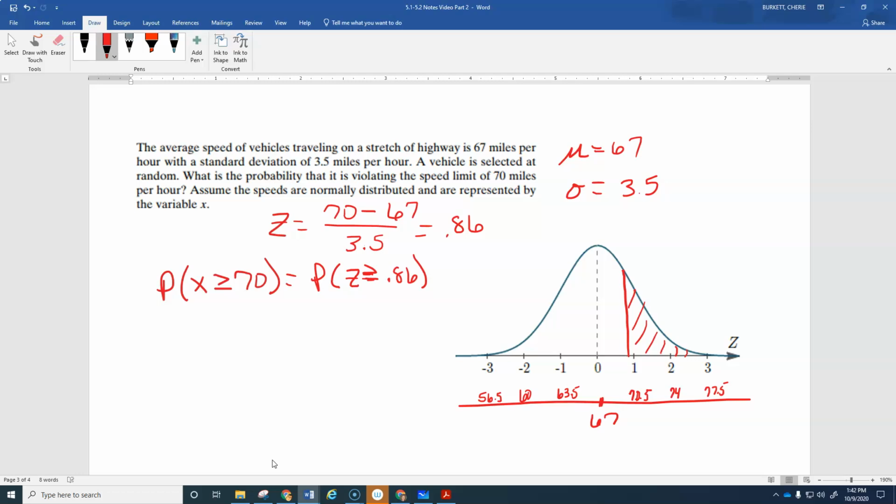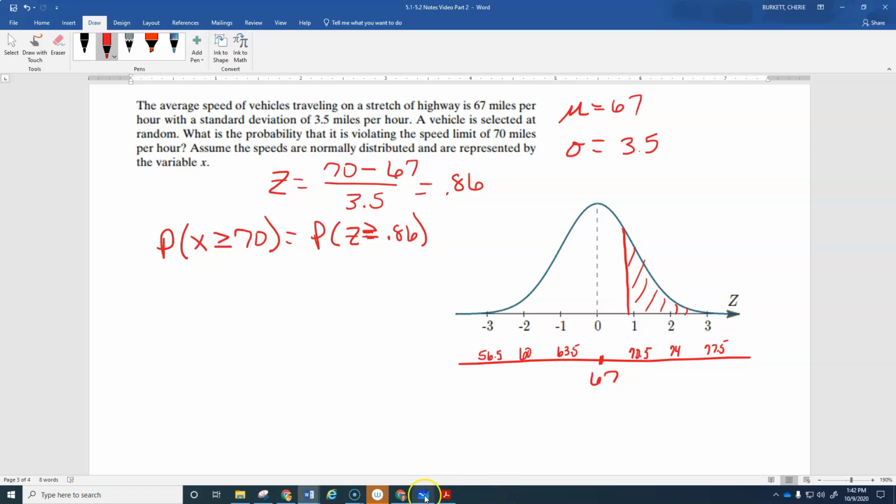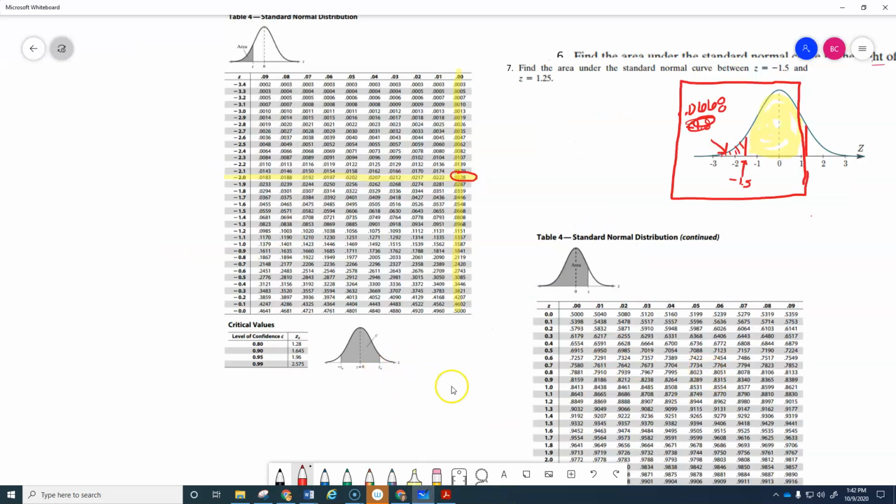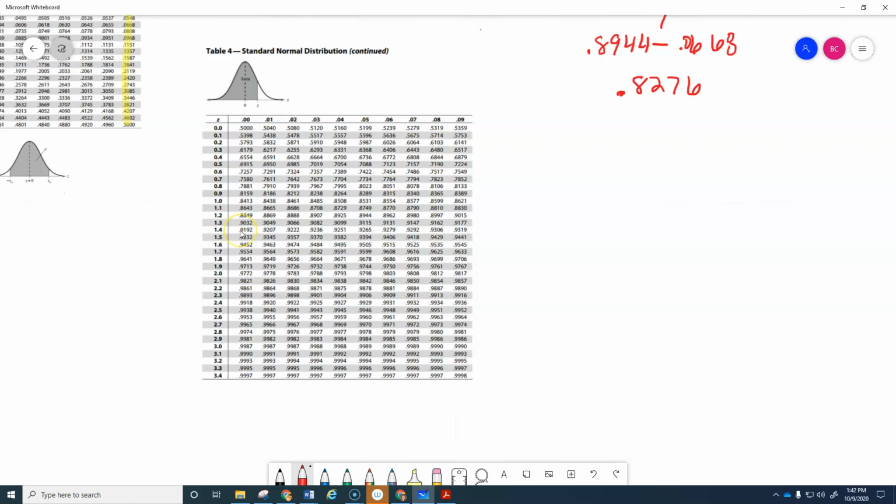If you use the z-table, you're going to look up 0.86. Over here on the z-table, this is a positive one, so you're going to look up 0.86.